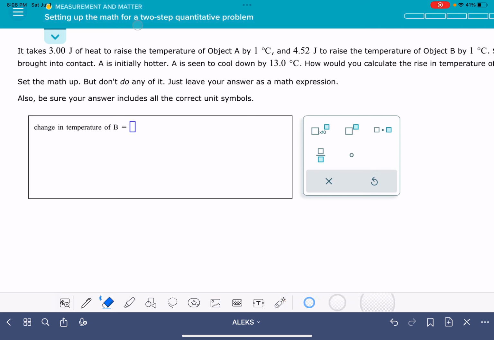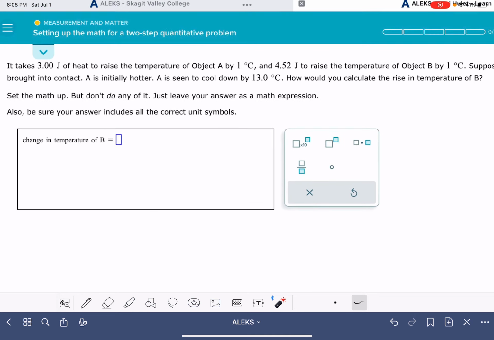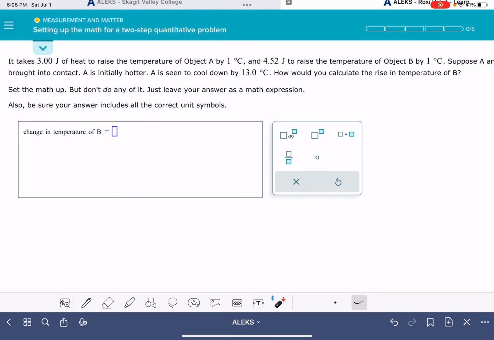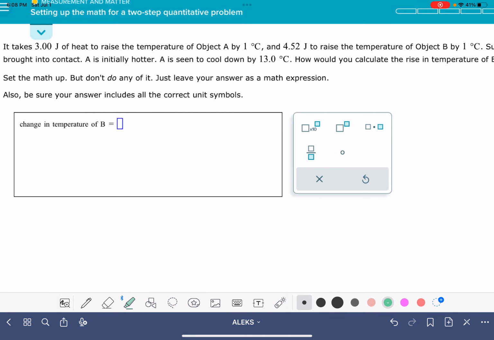Now, for this two-step quantitative problem, there are going to be two conversion factors embedded in the problem itself, and your first job is to find those two conversion factors. This problem is actually, I think, the trickiest one that I've seen, so it's kind of nice that I'm doing it with you. If you have this one, that's really good because the other ones are quite a bit simpler.